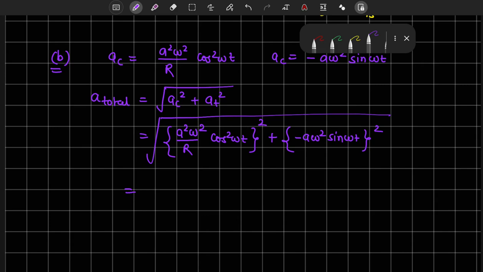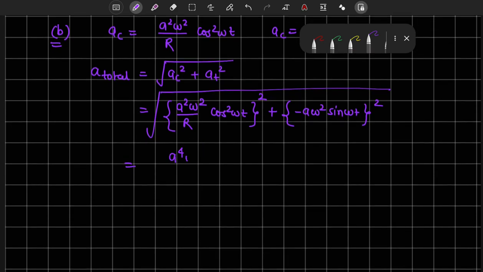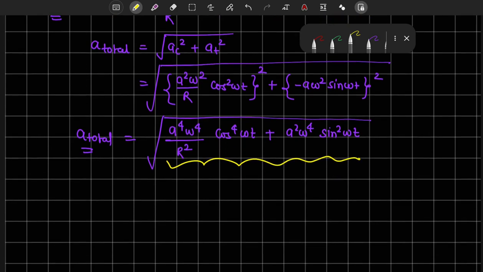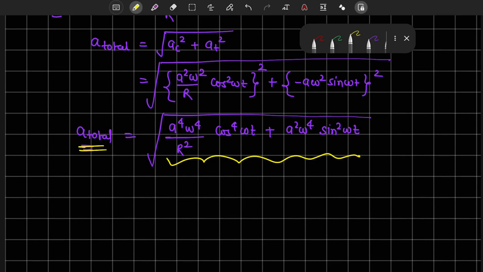So from here we will get the square root of a to the power 4 omega to the power 4 divided by r square cos to the power 4 omega t plus a square omega to the power 4 sine square omega t. Now here we want to minimize the total acceleration. For that, instead of minimizing the entire expression under the root, if we only minimize the function that is inside the square root, that means we are minimizing the overall total acceleration.